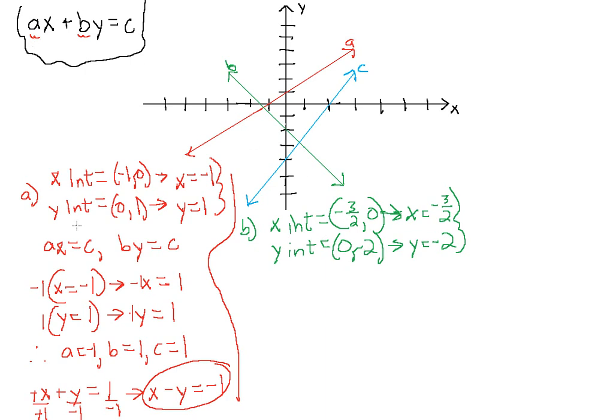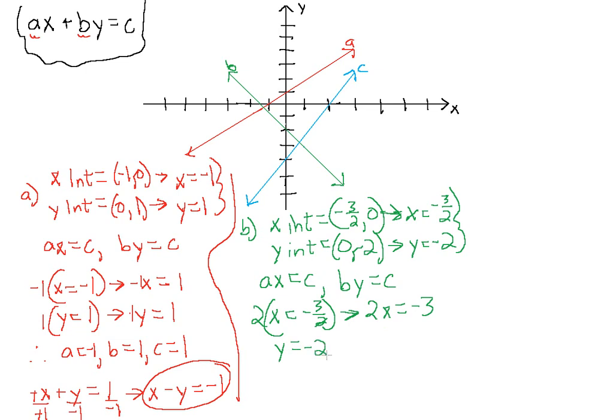So let's set up two mini equations. We want to know what number times x will equal some number c, and what number times y will give us that same number c. Let's set up our x-intercept first. We want to get rid of this fraction, so let's multiply our x equation through by 2 so we can cancel this denominator. That'll give us 2x equals minus 3, and we have our y equation of y equals minus 2.